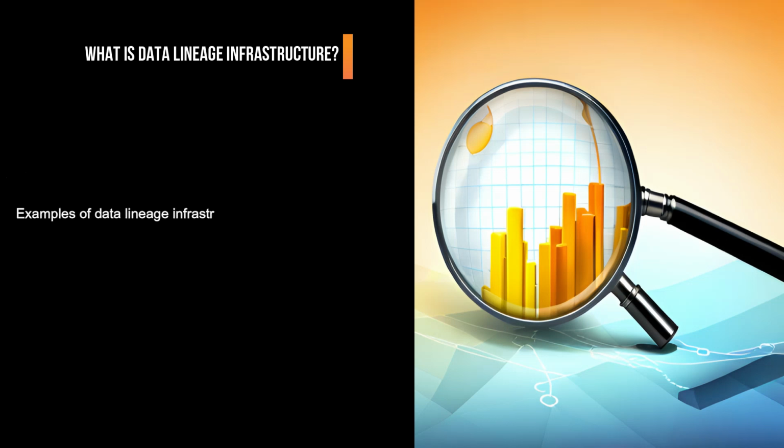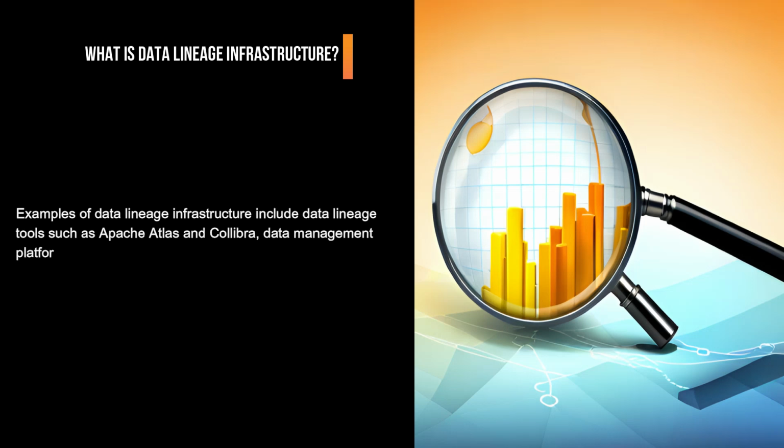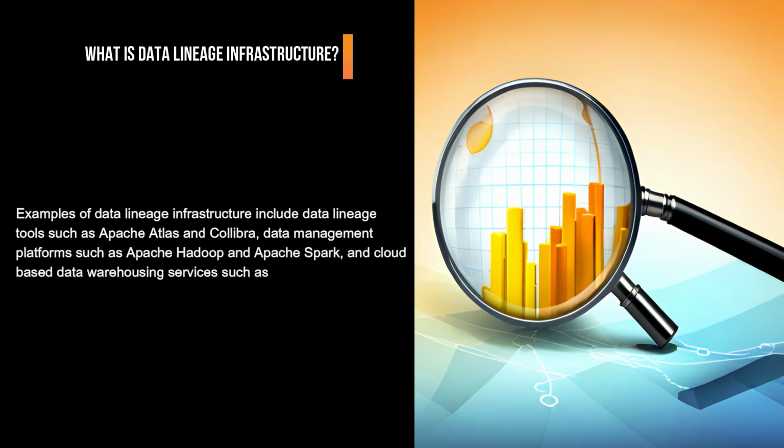Examples of data lineage infrastructure include data lineage tools such as Apache Atlas and Collibra, data management platforms such as Apache Hadoop and Apache Spark, and cloud-based data warehousing services such as Amazon Redshift and Google BigQuery.